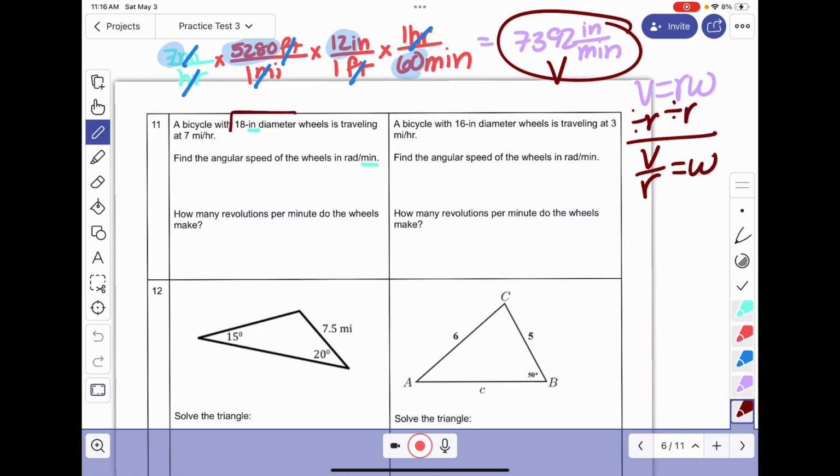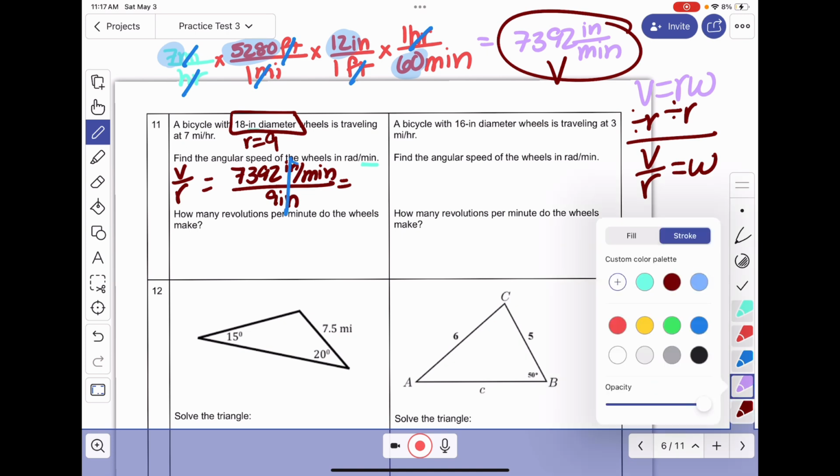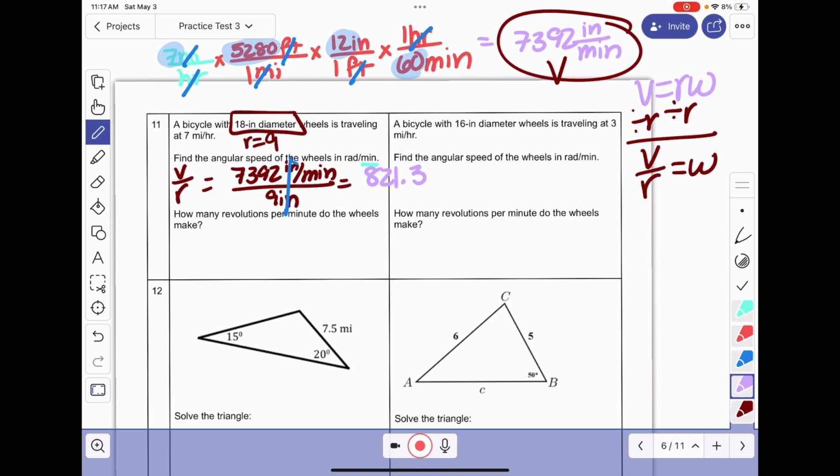So if the diameter is 18, the radius is half of that, so the radius is 9. So V over R is going to be 7,392 inches per minute divided by 9 inches. The inches are going to cancel, and we will get 821.3 radians per minute. Now, I know the radians came out of nowhere, but radians technically don't have units, so that's why you can just stick it in there. All right, then we want to know how many revolutions per minute the wheels make.